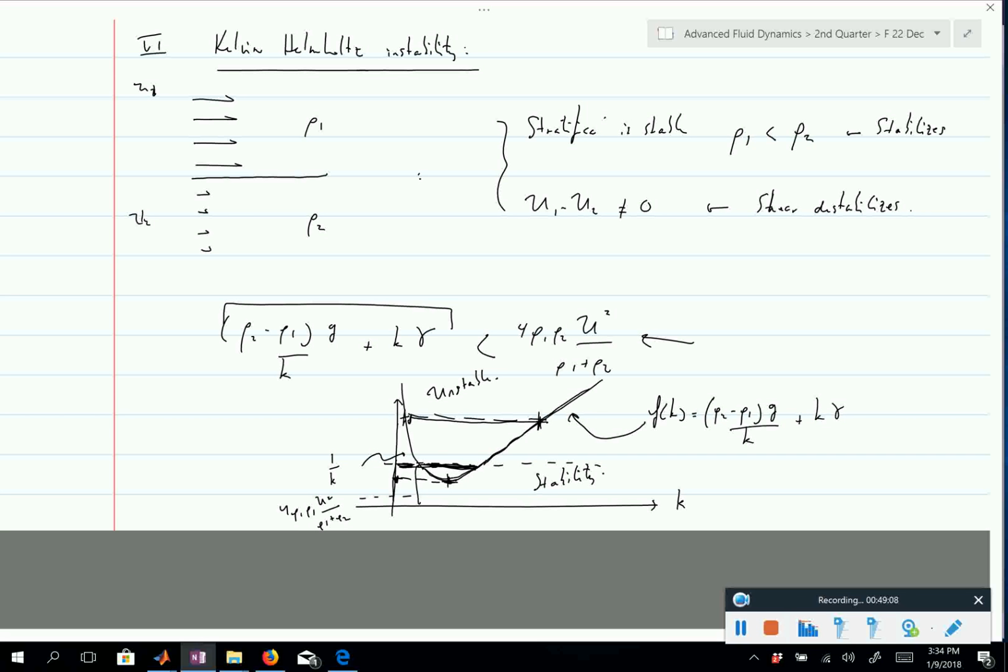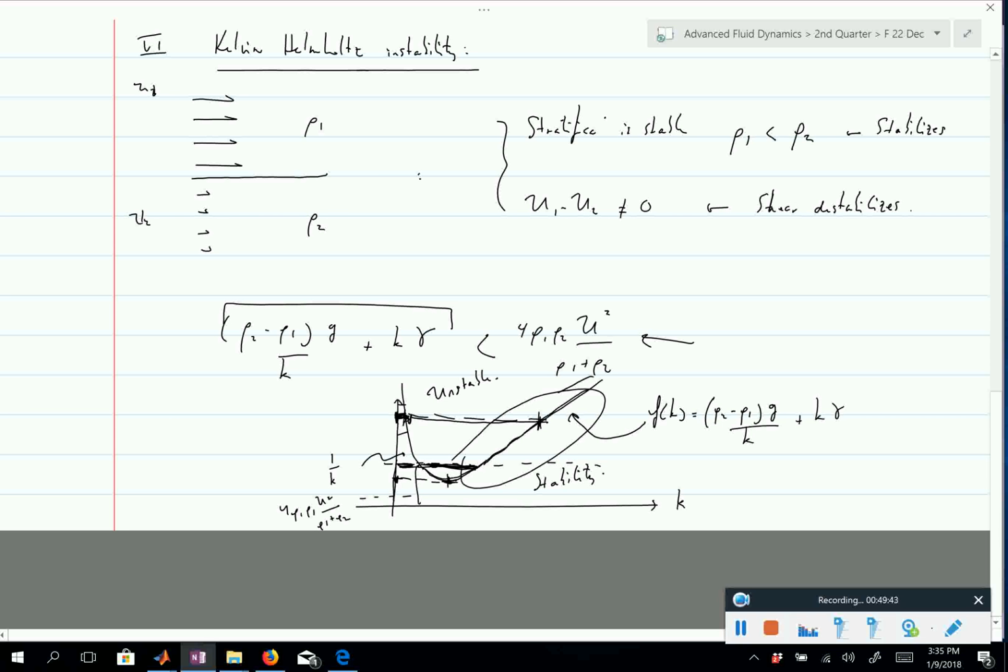And then my last point is essentially, you see from this diagram that the small wave numbers, so the large wavelengths, are always stable. Regardless of u, the very small wave numbers are always underneath the curve, so they're always going to be stable. And there's always going to be one wavelength here at which you become unstable.